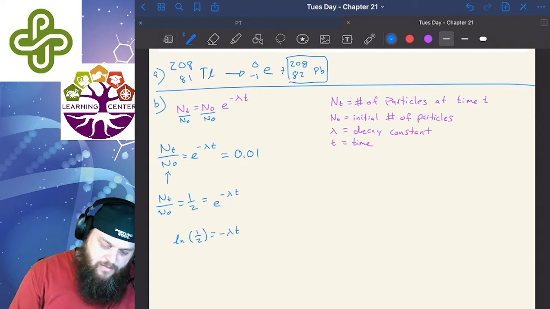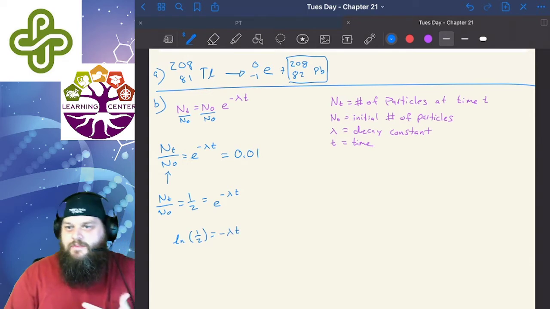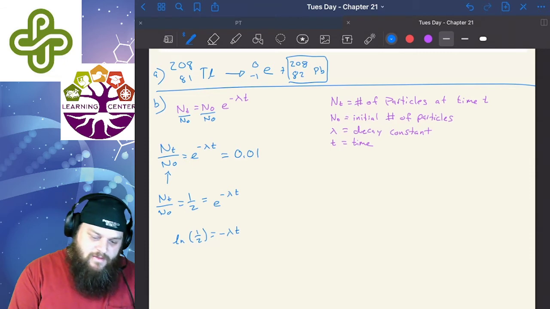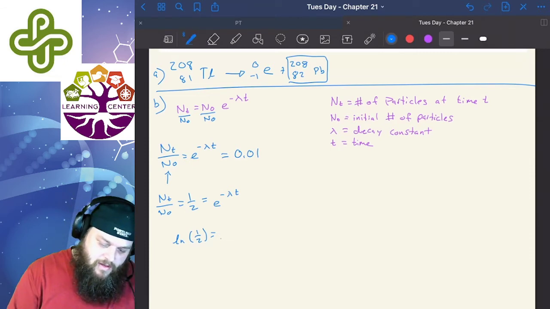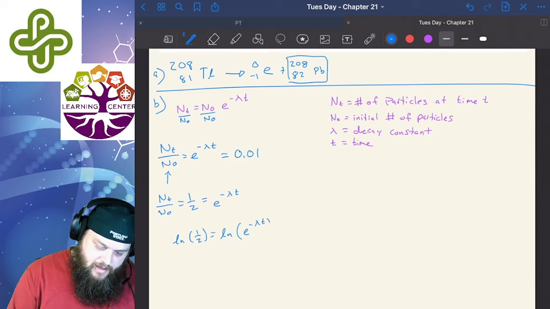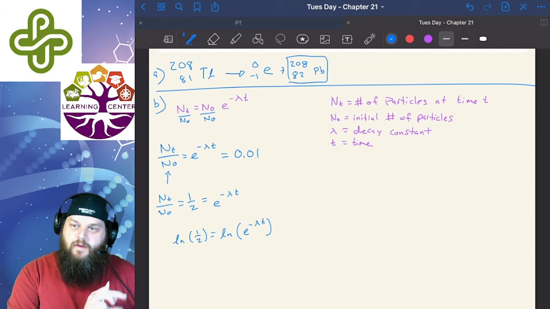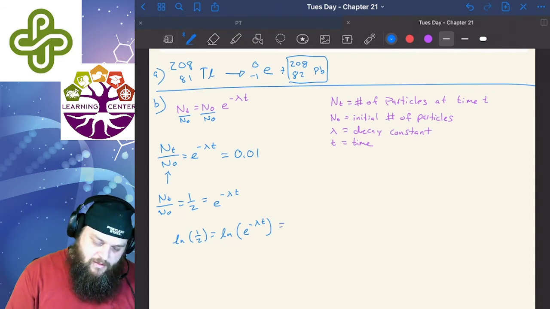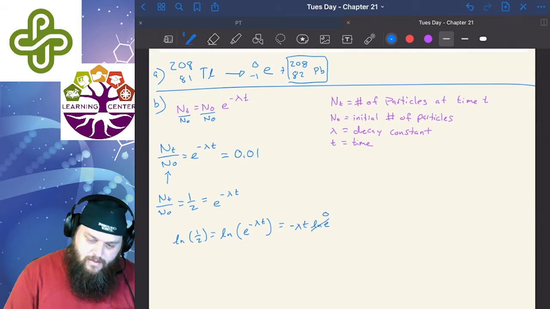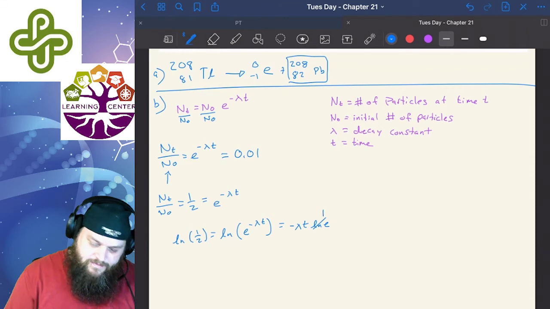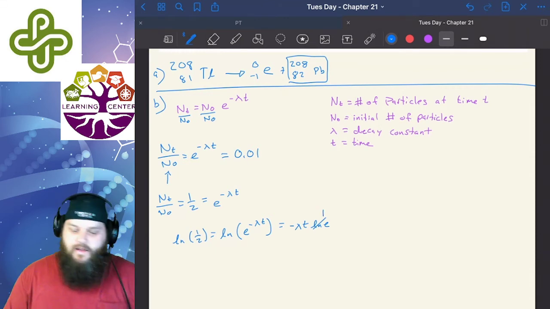We can go through the derivation of why that is, but definitely refresh on the logarithms. I'll do it real quick. If I do the natural log of e to the power of negative lambda T, by the rules of logarithms I can pull down that exponent and put it up front, which is equal to negative lambda T times ln of e. This becomes not 0, but 1. And we have this is equal to negative lambda T.